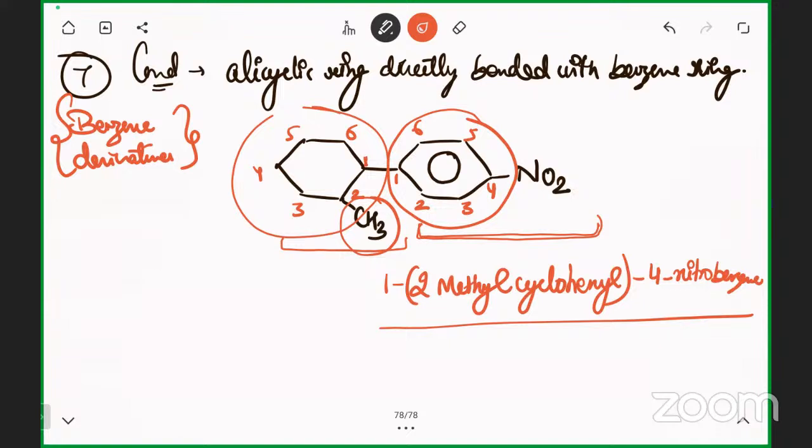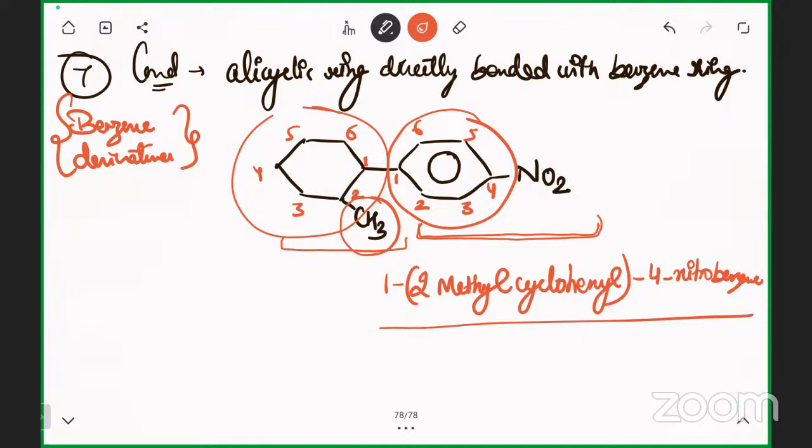Whenever this alicyclic ring is directly bonded to the benzene, that compound is known as a benzene derivative. In this case, you do the numbering in such a way that if a side chain or a double bond is present, it will come nearer. In the case of benzene, benzene is considered as the parent chain, so it will be named at the end. On the fourth position it was nitro, so we write 4-nitrobenzene. Clear this one?